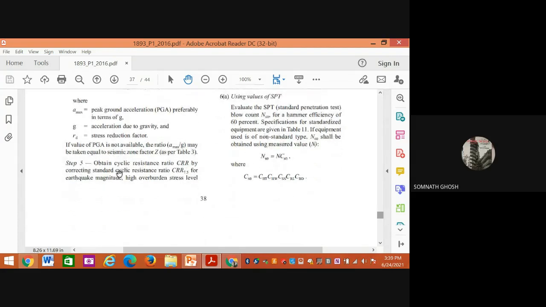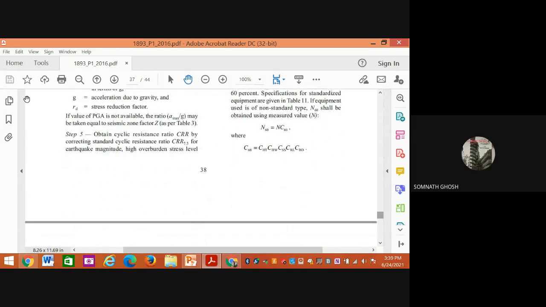Okay. Now, if the value of PGA is not available, then this may be taken from the code. That means what they are saying is that if somebody has microzonation data or seismic data, and from there he can calculate the value of a max by g, let him do that. If it is not available, and mostly in the industry it is not available, then they should go for table 3, which we have used in IS 1893.